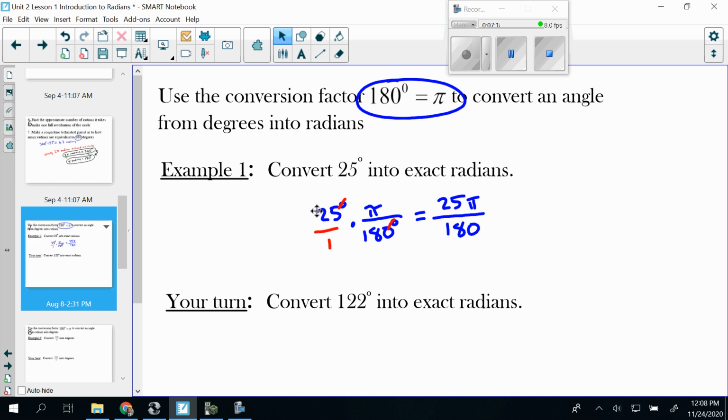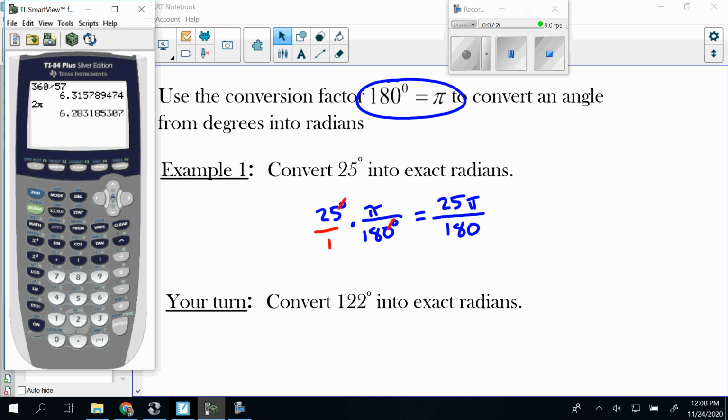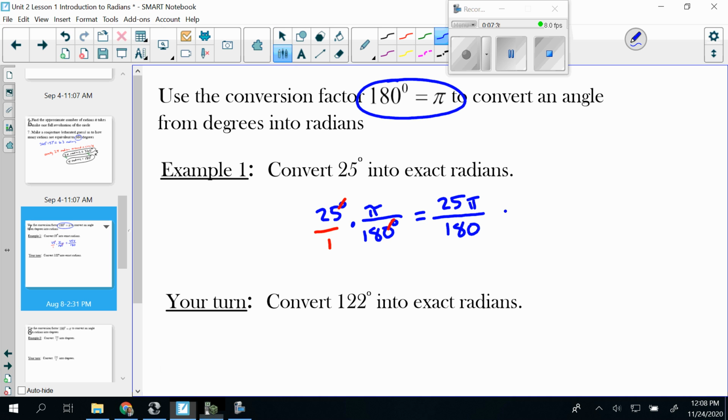Your calculator is also very good at simplifying these out. So let's put that in as a fraction, 25 over 180. I'm not going to include the pi there because then my calculator can't simplify the fraction down. So if I hit math, fraction, the simplified fraction of that would be 5 over 36 because 5 goes into both those two numbers. So then the simplified answer would be 5 pi over 36. And that's the exact amount of radians that 25 degrees is.